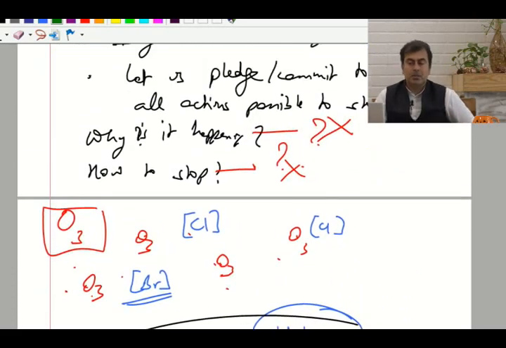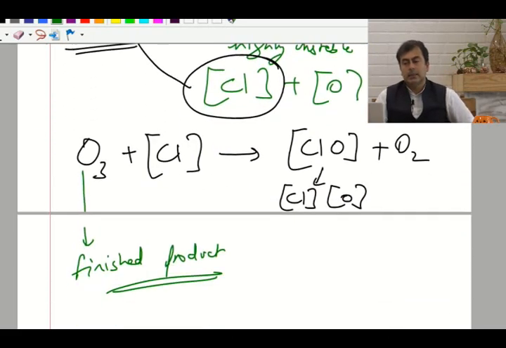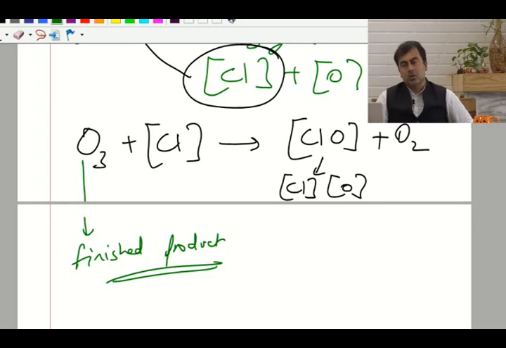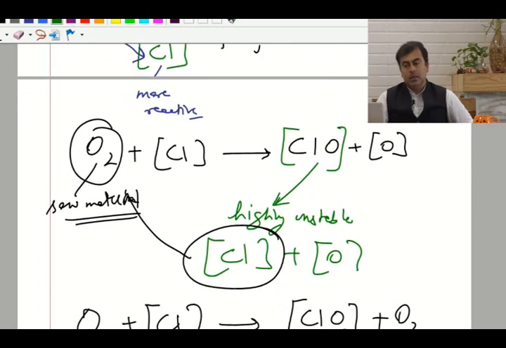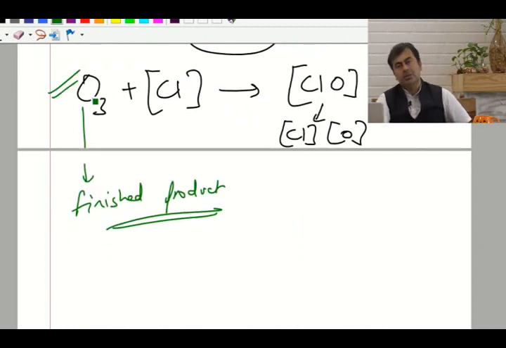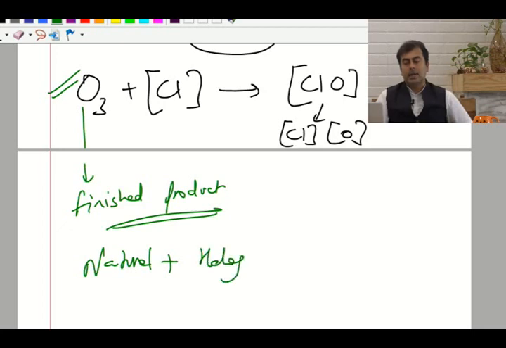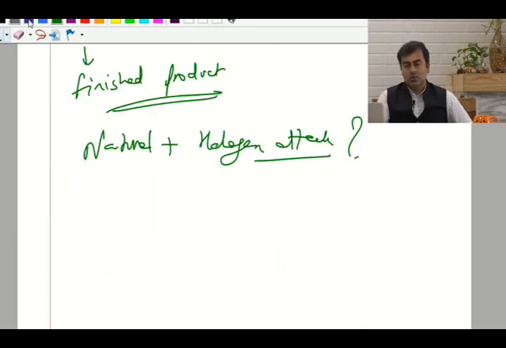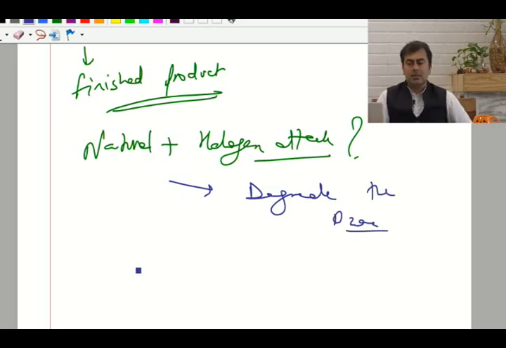Who's doing this research? PhD students. They said, oh my God, this is dangerous. If halogens are there in the ozone layer, they will not only eat up oxygen, but they will also eat up ozone. Both of them are getting destroyed. As a result, naturally, which was thickening and thinning, natural plus halogen attack, what will it do? It is going to degrade the ozone. They said, what are these gases?